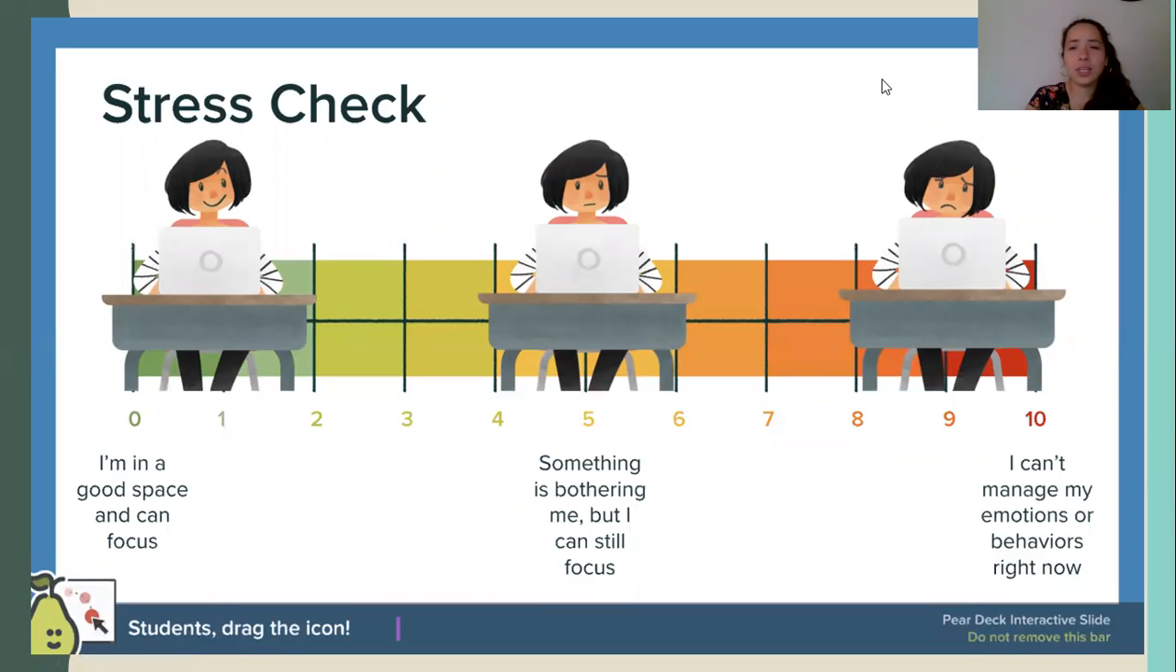Let's do our stress checks on the type box and the chat box. Type how you're feeling today. Oh, good. Okay. Everybody's pretty good.